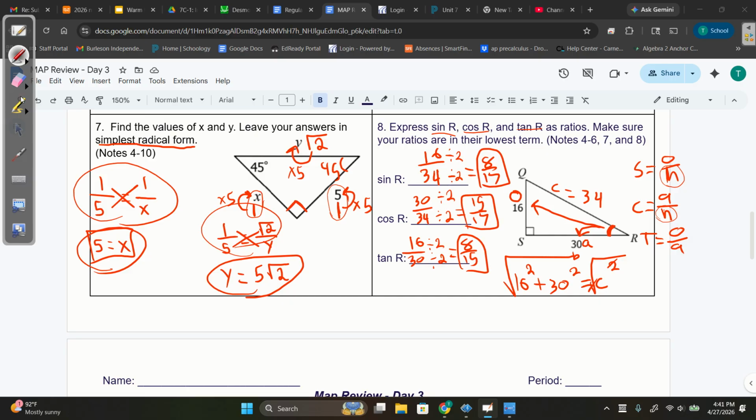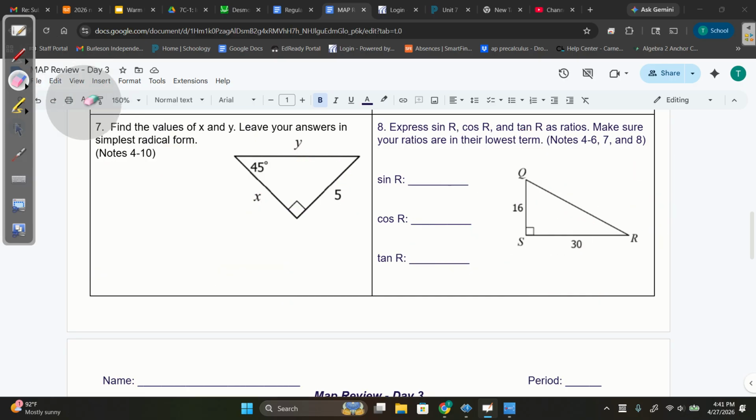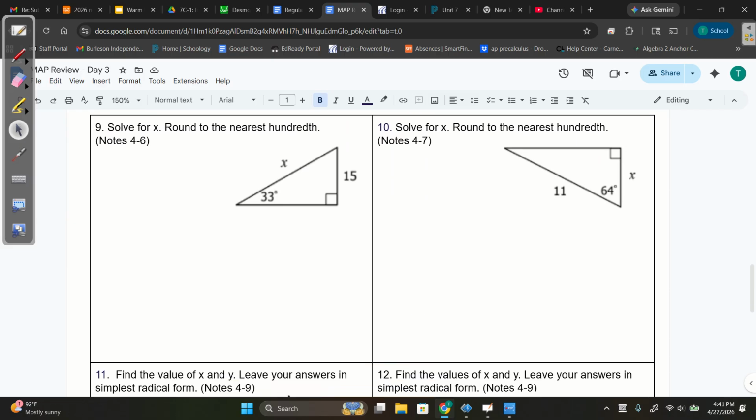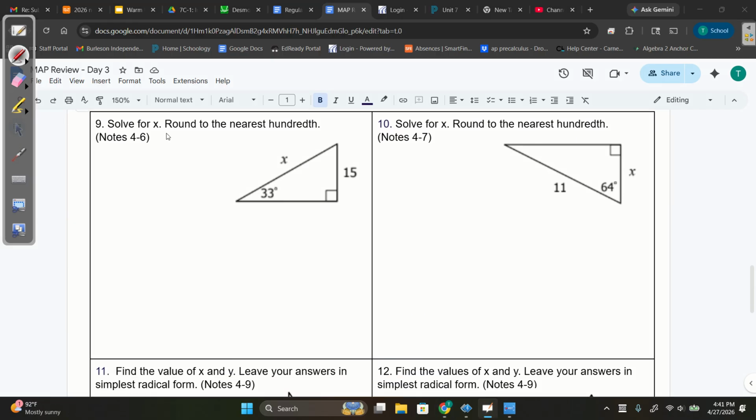Let's check out the next one, shall we? Number 9. Solve for x, round to the nearest hundredth. We've got an angle and 2 sides. This means we're going to use SOHCAHTOA.